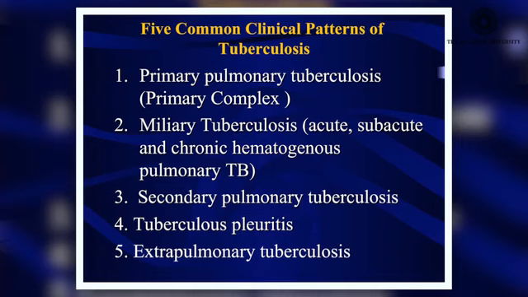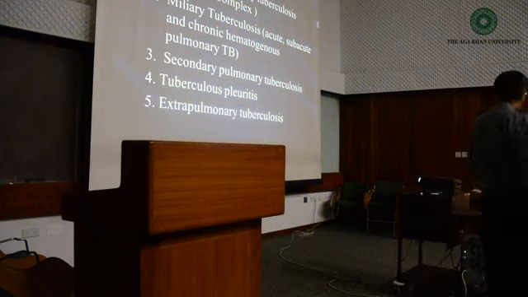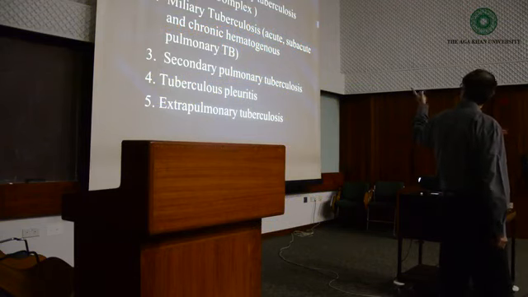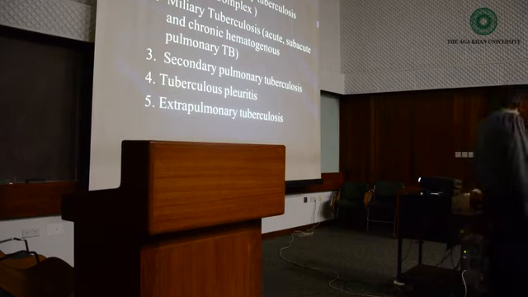And secondary pulmonary tuberculosis is also called after the primary when you get TB. Tuberculous pleuritis is which organ? Yes, so if the pleura is involved, it's tuberculous pleuritis, and extrapulmonary tuberculosis is TB anywhere other than the lungs. Yes. I'll come to them in the images. It's in adults. Primary is in children or adolescents, and if it happens afterwards, it's secondary in adults or in older age.